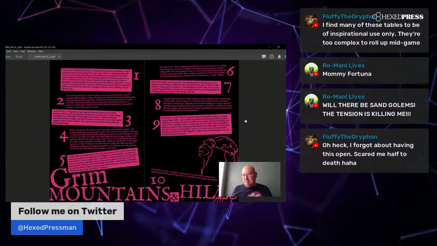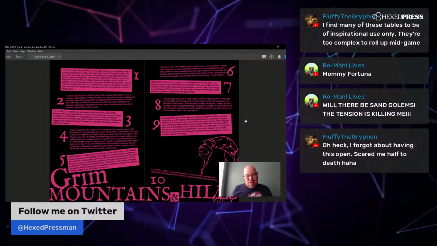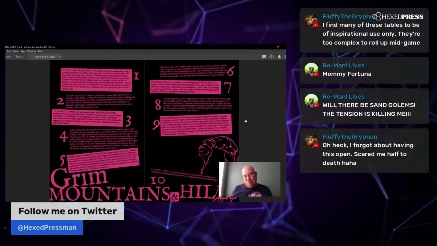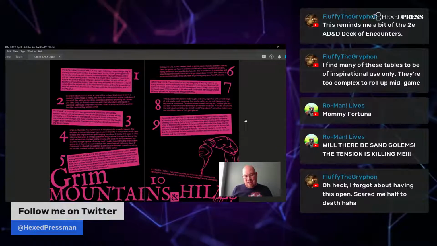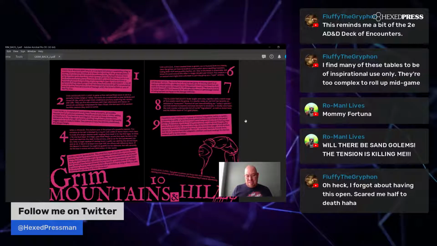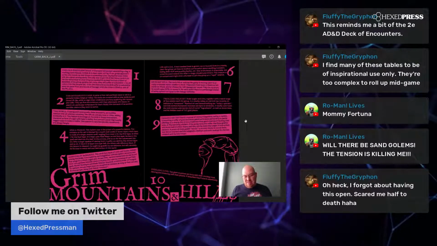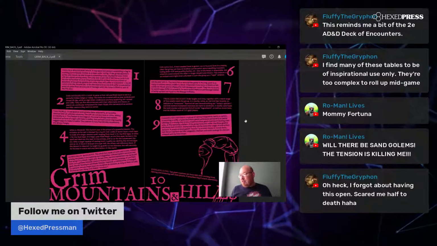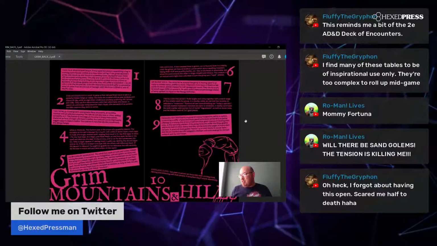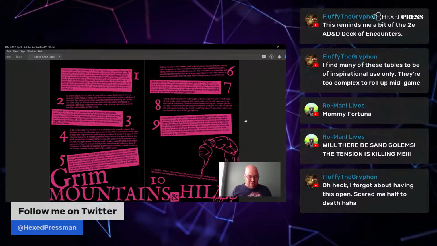I don't know if the Orla is a reference to anything, but I can dig it. I mean, you might wonder, presumably, there's dust and stuff that would give it some faint visibility, dirt in the air, but maybe any dust that hits it just gets consumed, so it stays transparent. Fluffy the Griffin says, this reminds me a bit of the 2nd edition AD&D deck of encounters. Yeah, I could definitely see some similarities there for sure.